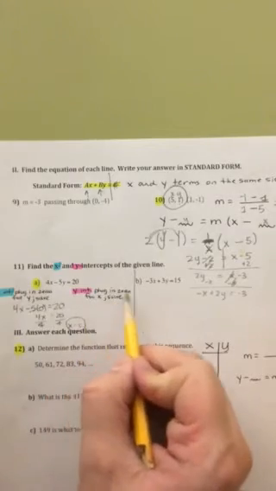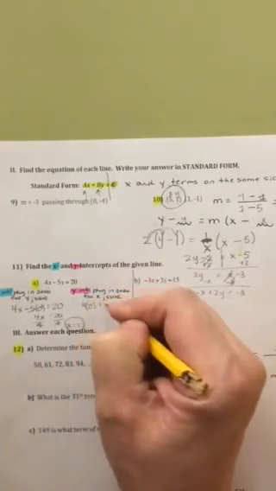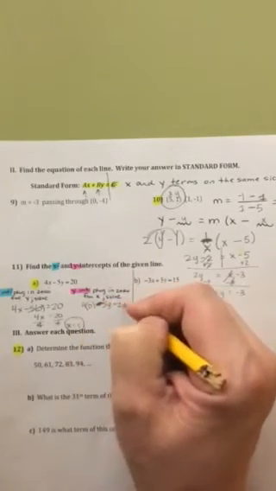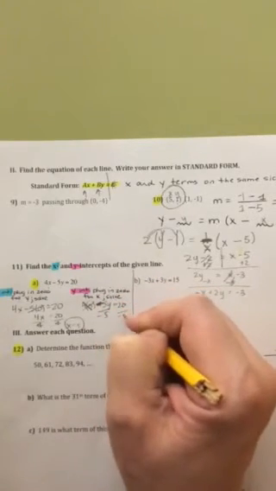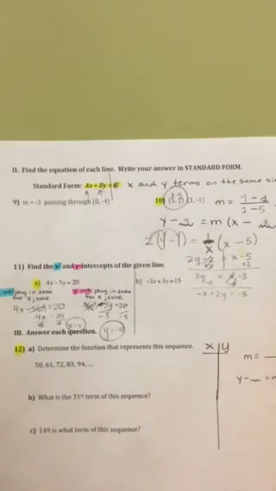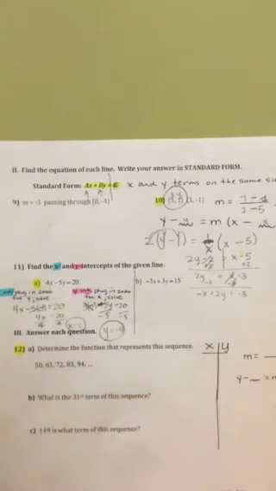For the y-intercept, plug in 0 for x. 4 times 0 minus 5y equals 20. Divide by negative 5. Y is negative 4. These are the steps you need in order to find the x and the y intercepts.